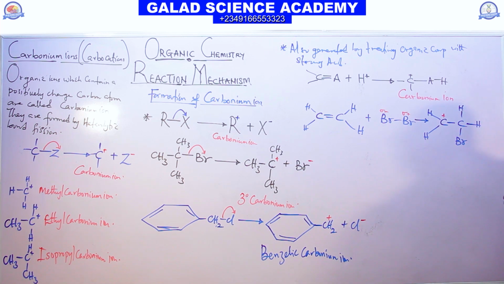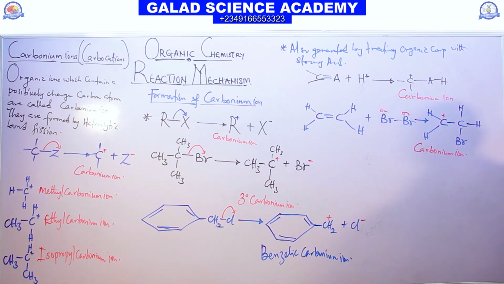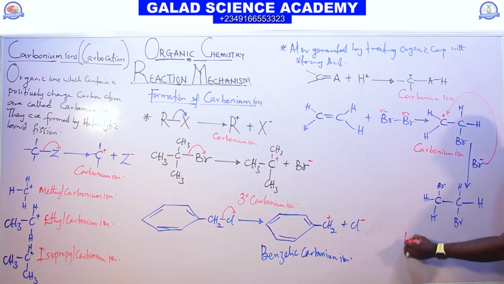So this is the intermediate that forms here, a reaction intermediate, and we call it a carbonium ion. And we have two bromines here. It should mean one. So the second bromine, Br minus, if I put it here, will attack this positive ion. As a result, we are going to have carbon Br, H, H, carbon H, Br. The product formed here is 1,2-dibromoethane.